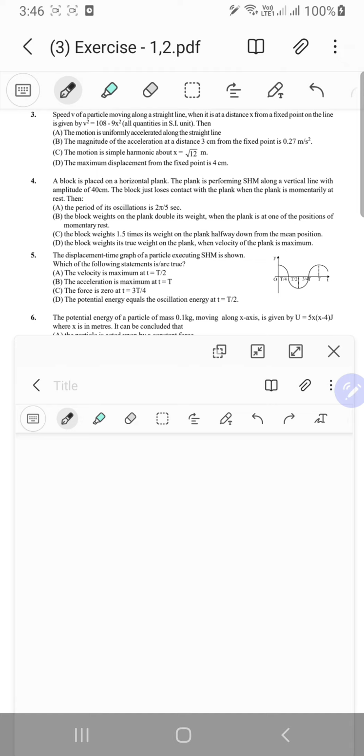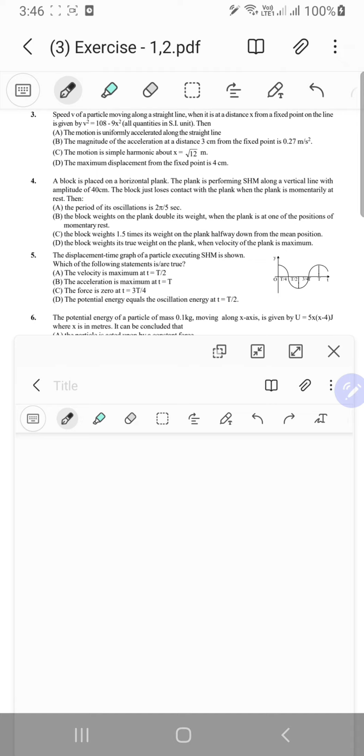From a fixed point along the straight line, right? So let's just use that as the origin. So v is 108 minus 9x squared. So 108 at the mean position. Okay, the motion is uniformly accelerated along the, and what's the amplitude though?